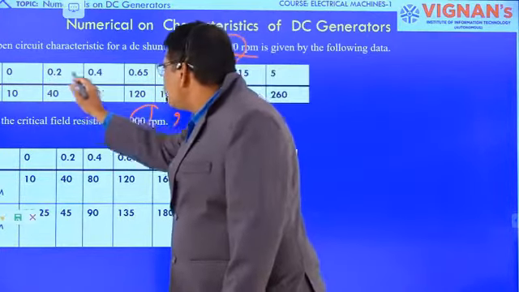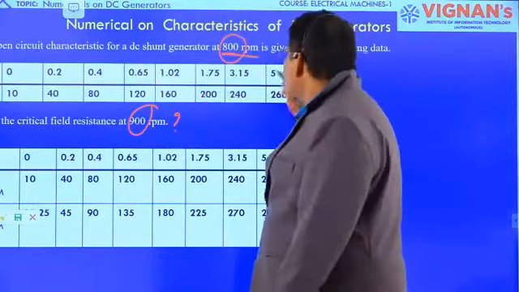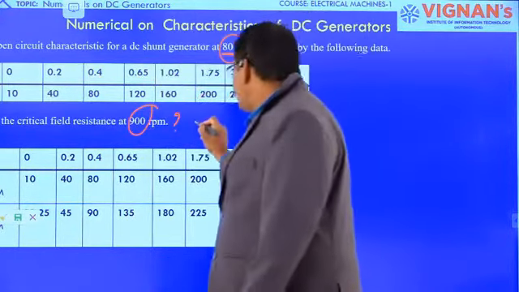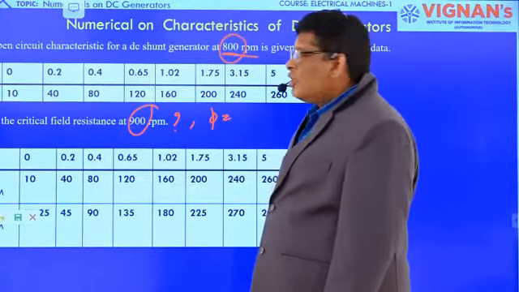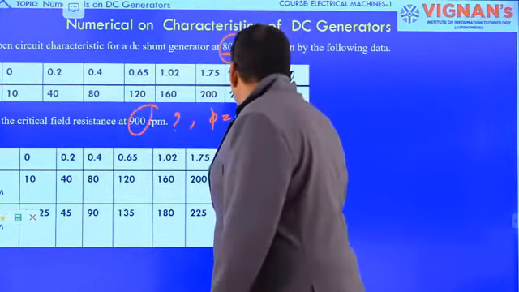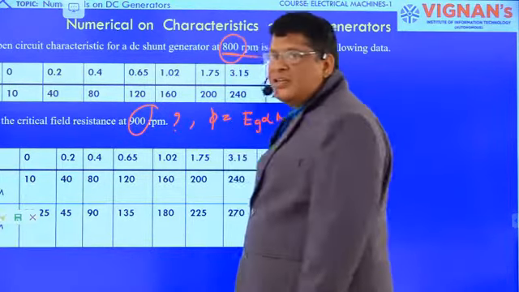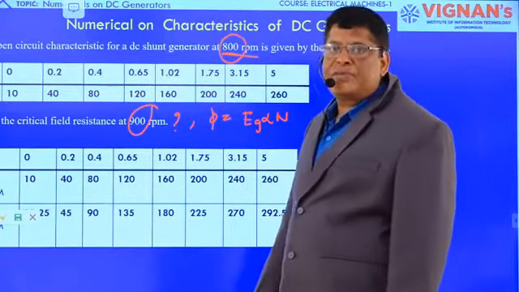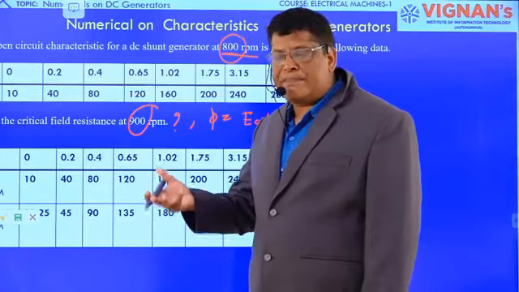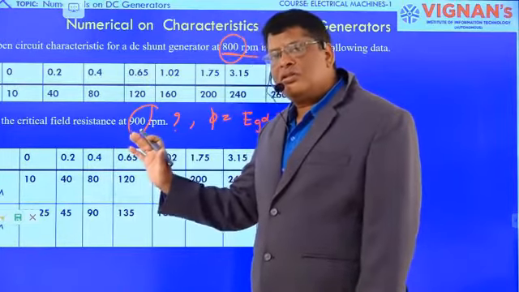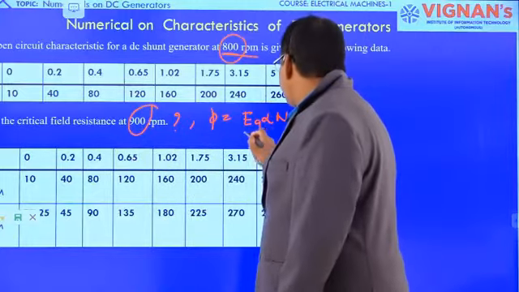Once the field current is constant, the flux in the machine is also constant. So the generated voltage is directly proportional to the speed. E is equal to Z N phi by 60 into P by A. In that equation, phi is also constant, and all the remaining parameters are constant. So E is directly proportional to the speed of a generator.